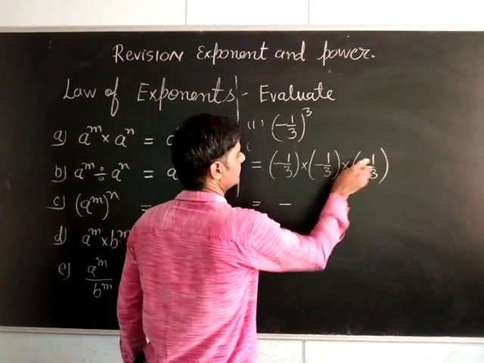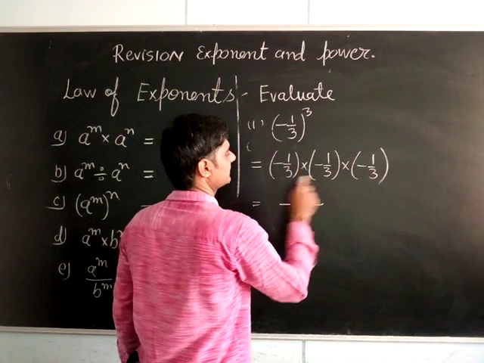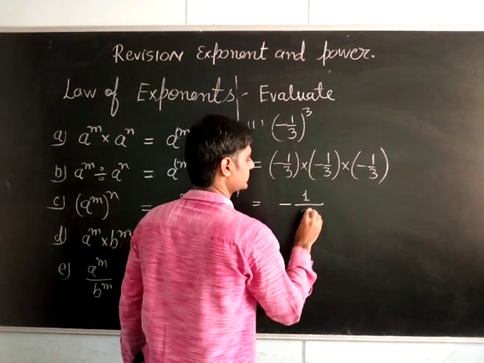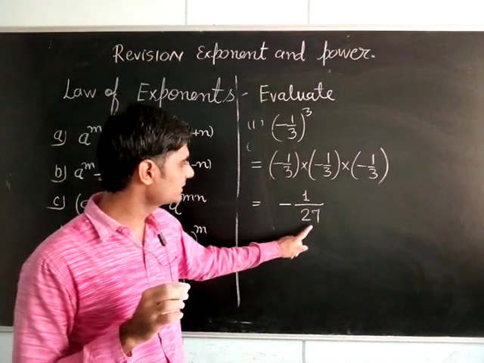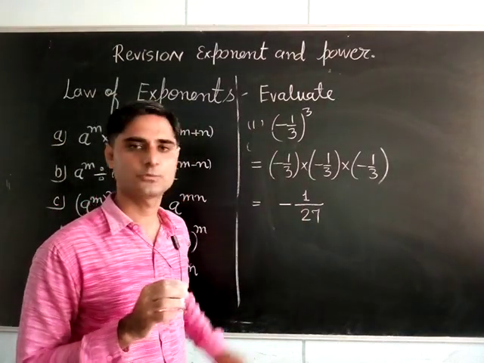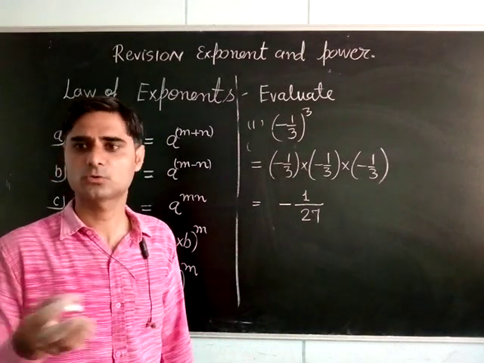Now 1 1 1, when we multiply, 1 will come only, and these we will multiply: 3 3s are 9, 9 3s are 27. Okay, 9 3s are 27. So this will be equal to minus 1 upon 27. This is evaluation. How to evaluate?